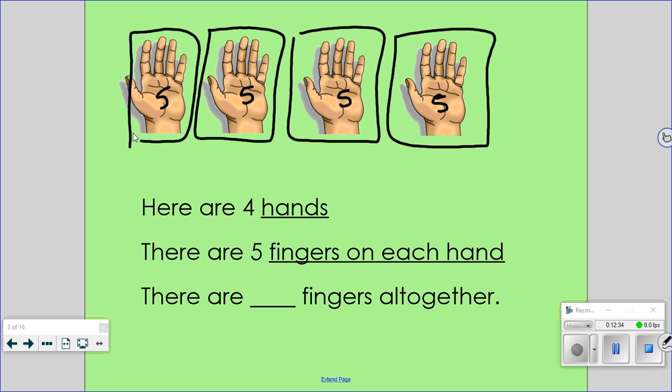Could I count by one? Yes, I could. But that's going to take forever, and I am not in the business of doing things forever, especially when I know how to skip count. So skip count with me. Ready? 5, 10, 15, 20. There are 20 fingers all together.